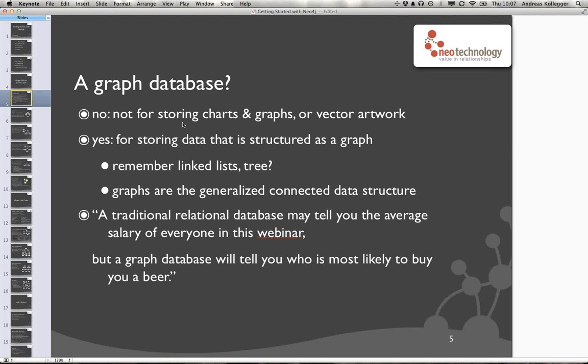So if I happen to see any of you in person, please feel free to walk up and I'd be happy to buy you a beer and talk some more about graphs.